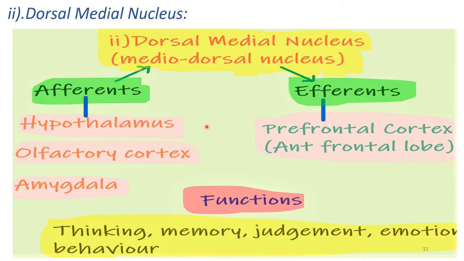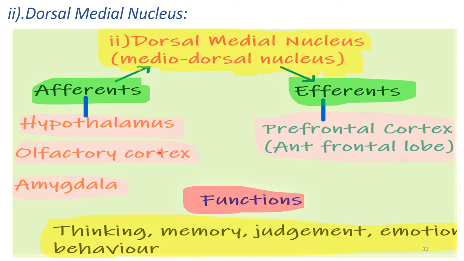It receives afferents from the prefrontal cortex, from the hypothalamus, and also from the olfactory cortex and amygdala. I again repeat, it has reciprocal connections with the prefrontal cortex. Reciprocal means afferents and efferents go both ways: they come to the dorsal medial nucleus from the prefrontal cortex and go to the prefrontal cortex, and it also has a reciprocal connection with the hypothalamus. It also receives input from the olfactory cortex.